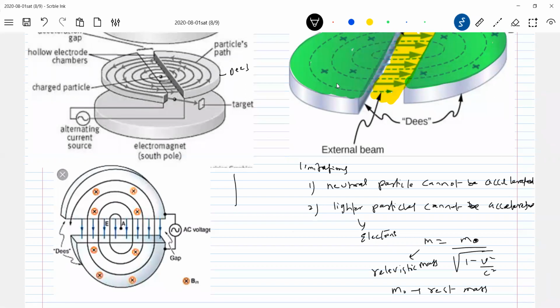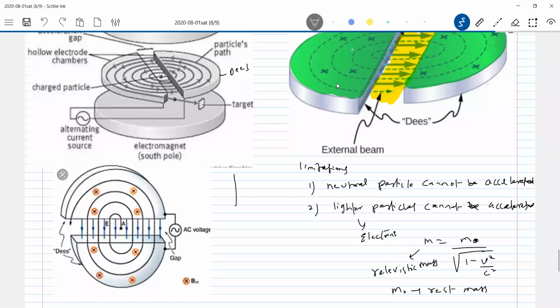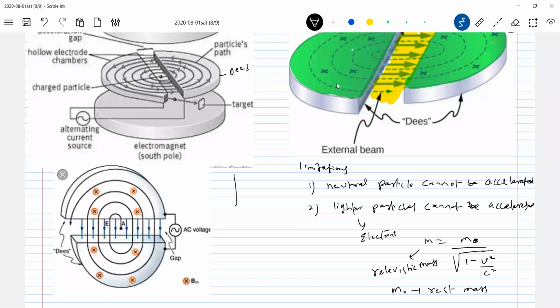So no longer is your expression for R simply mv by qB. In place of v again it will be this. So the path will not be a perfect circle. A lot of calculations and complications will come into the design of that cyclotron. This is the one thing. Because electrons are lighter particles, at higher speed the relativistic mass will definitely come into the picture here. Therefore, the lighter particles are not used.